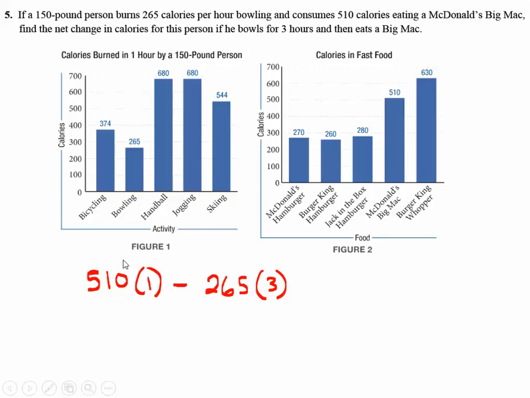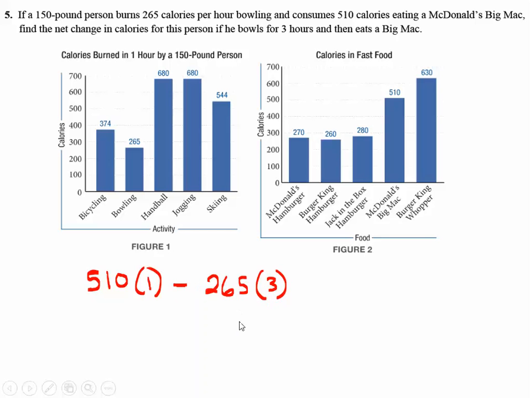So I'm going to add the positive side first here. If he eats 1 Big Mac at 510 calories, then he's going to start burning it off at 265 calories per hour. He's going to do that for 3 hours. So let's see what happens here.